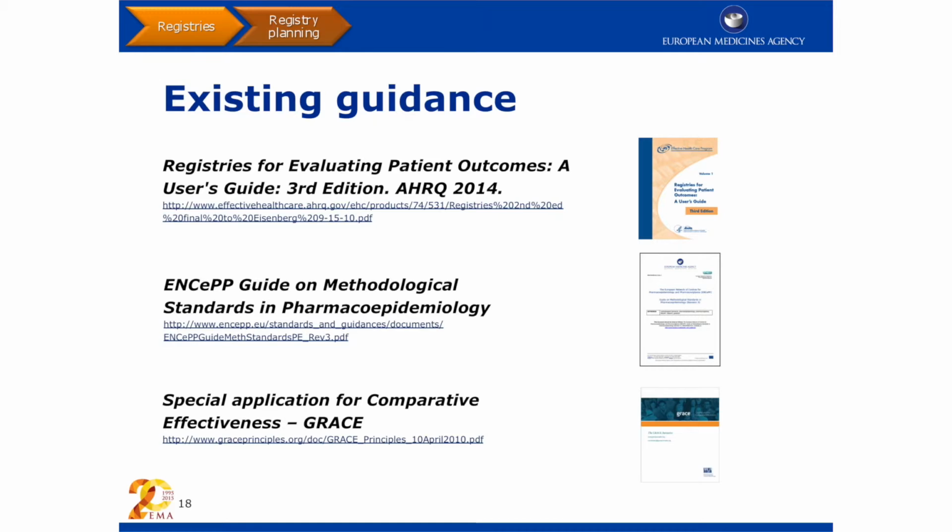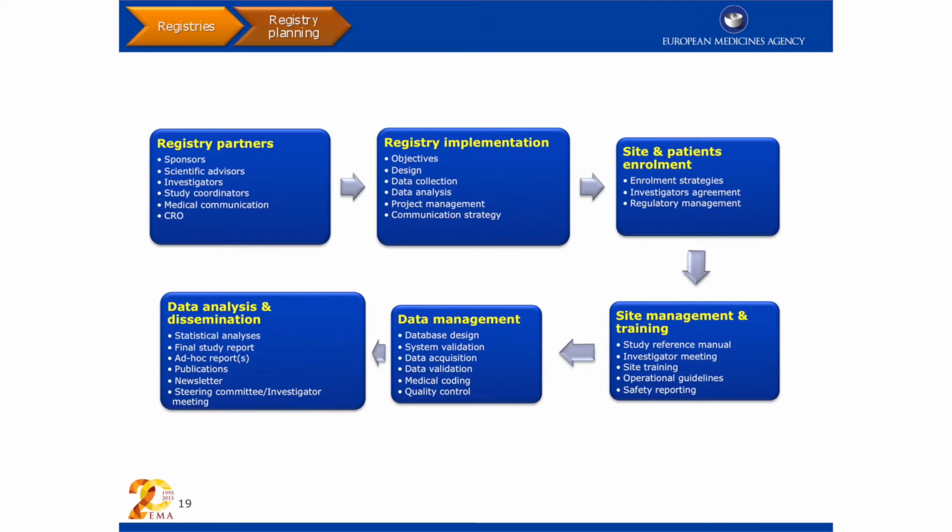In terms of guidance, there are several guidance documents, but to be honest, I think the most comprehensive one is from the US, whereas in Europe, you can find some information from the ENCePP guide on methodological standards in pharmacoepidemiology, but this is much more based upon pharmacoepidemiological methods, not necessarily applied only to registries, but to any kind of data source. And clearly, planning a registry is logistically really challenging. I don't think like clinical trials, but there is a lot of complexity in proper registry design planning.